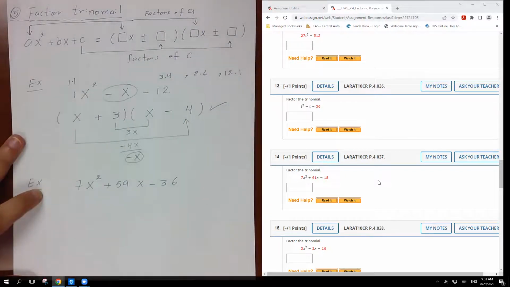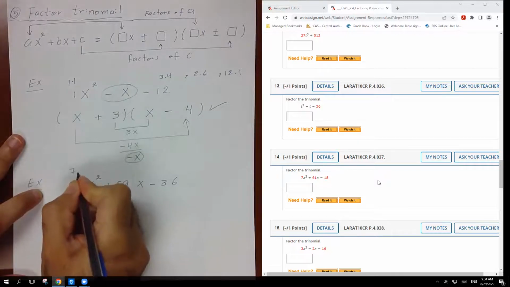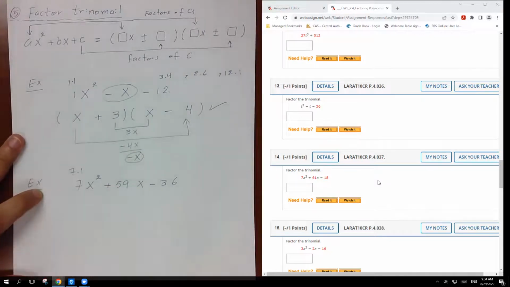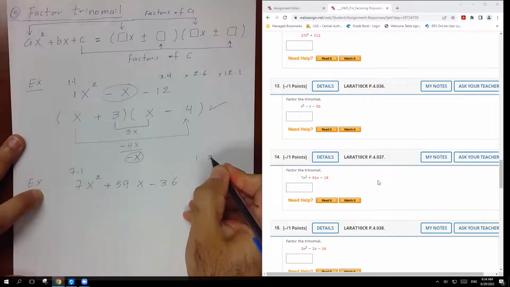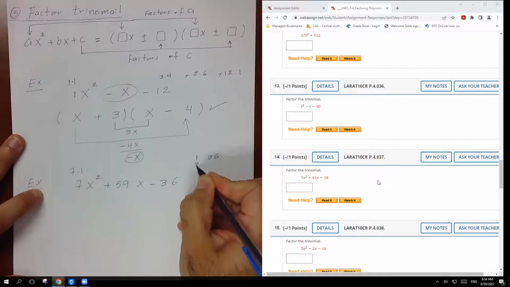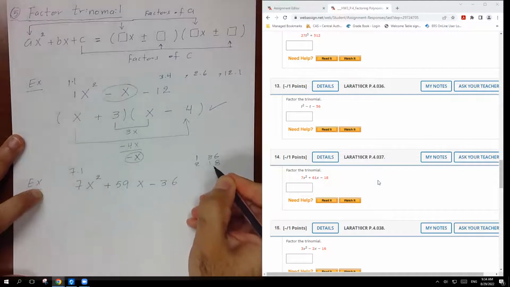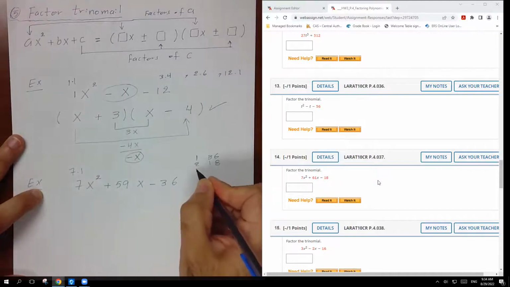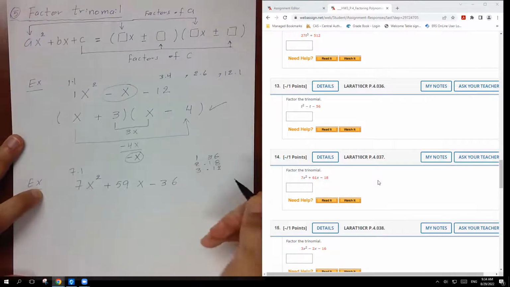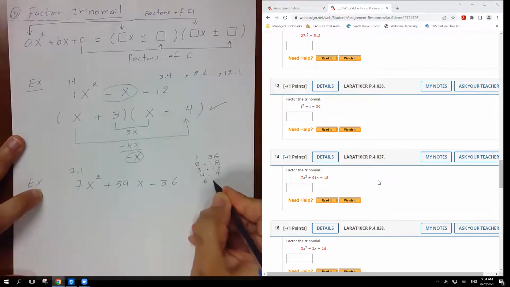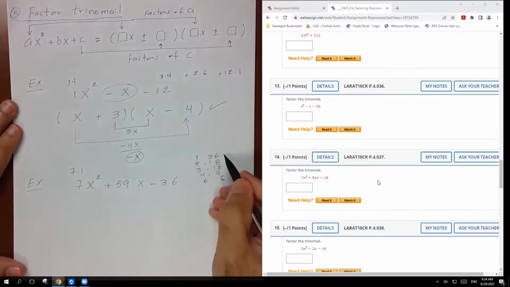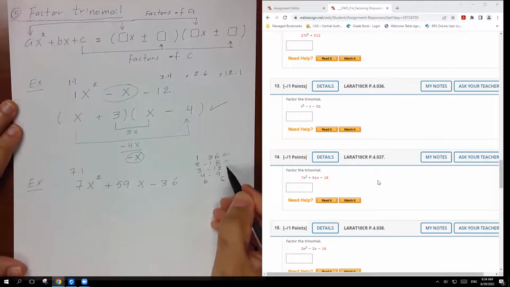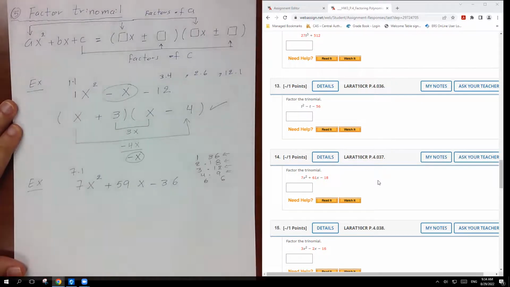For 7, I can write down 7. The factors of 7 is just 7 times 1. That's the only option from this side. From this side, I have how many options? I have 1 times 36, 2 times 18 is 36, 3 times 12 is 36, 4 times 9 is 36, and 6 times 6. You see how many factors I can use from this side? You're going to start from this one. If it's not going to work, go ahead to the next one and keep going until you get the solution.